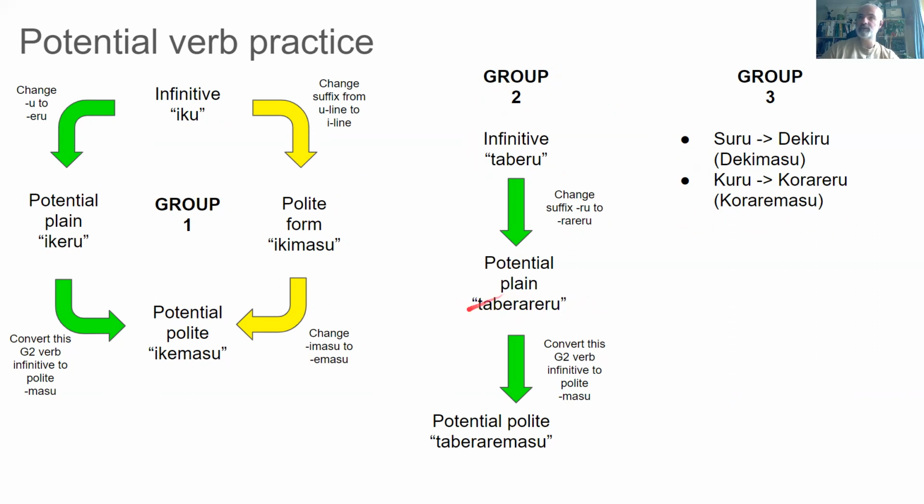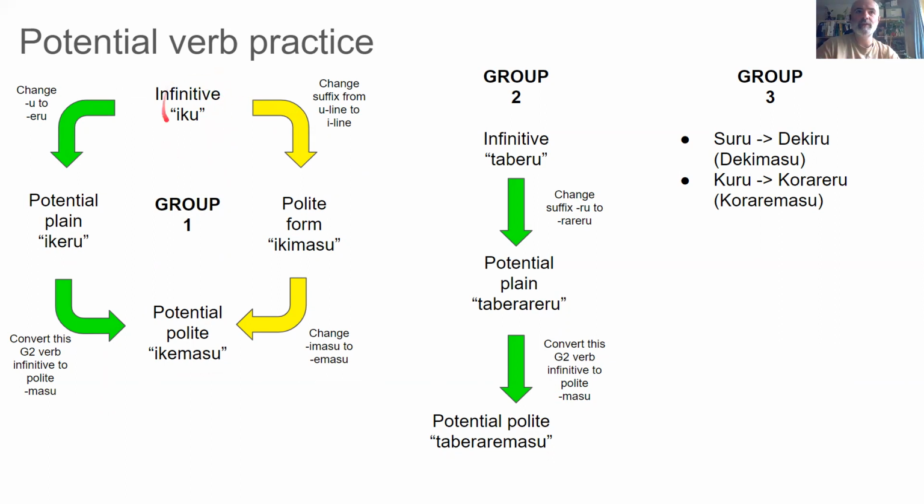And then of course, to turn this to the polite form, this is still a group 2 verb. We replace the ru with mas. So this becomes taberaremasu. Over to the more complex one, which is the group 1 verbs. There are basically 2 ways of doing this, and I would suggest we follow the green path. But if you memorize verbs in the mas form, by all means, you can quickly go on the yellow path.